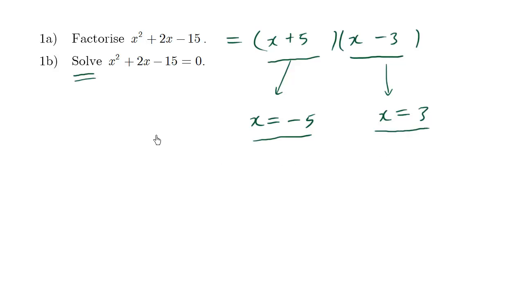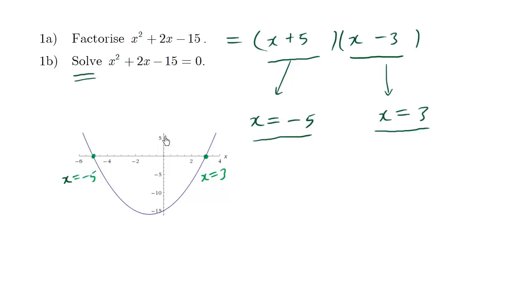And if we were to sketch this, you can see that this here is the quadratic. We have an x squared, so this is a happy face or a sad face sometimes. And here the value at which it crosses the x-axis is 3. And here the value where it crosses the x-axis again is x equals negative 5. These here are the solutions.